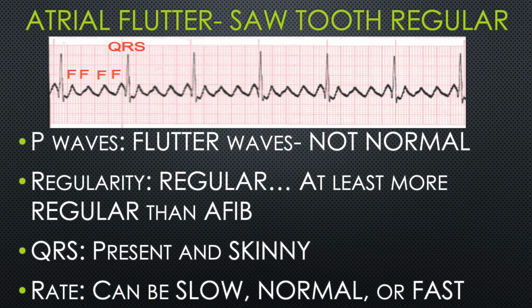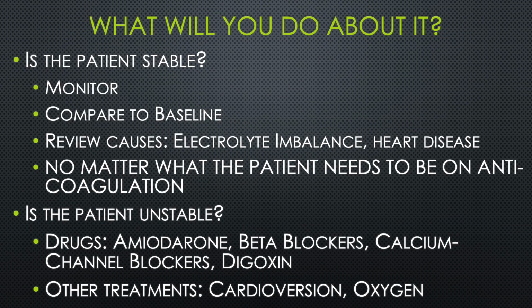Again, the QRS is going to be present and skinny because we don't have a bottom of the heart problem. We don't have a ventricular problem. We have an atrial problem, a P wave problem, a top of the heart problem. The rate, again, can be slow, normal, or fast. So what are we going to do for this patient? Again, the exact same thing. This rhythm looks a little different, but it's the same problem.